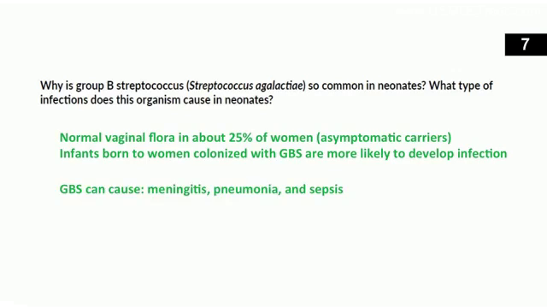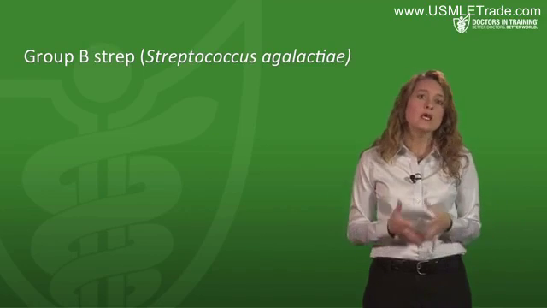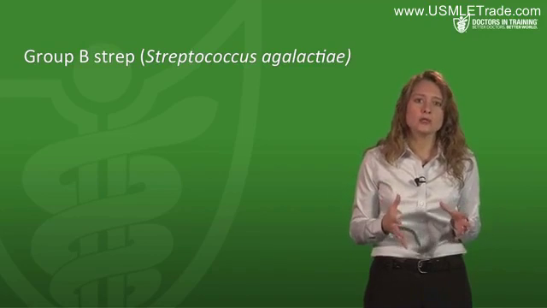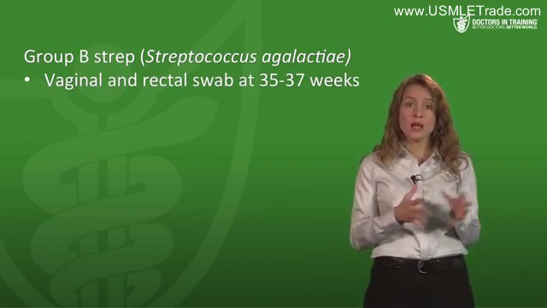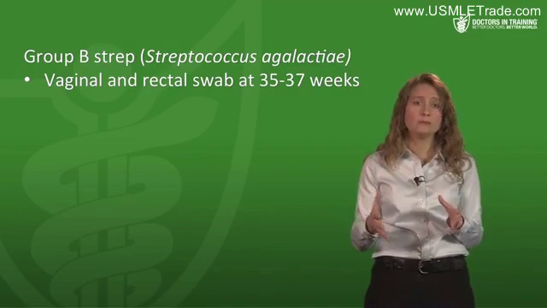The second part of this question asks what types of infections Group B strep usually causes in neonates. Well, it frequently causes meningitis, pneumonia, and sepsis, which are clearly very serious complications. So what do we do about this risk? The CDC recommends that obstetricians usually do a vaginal and rectal swab to detect Group B strep colonization at 35 to 37 weeks gestation.